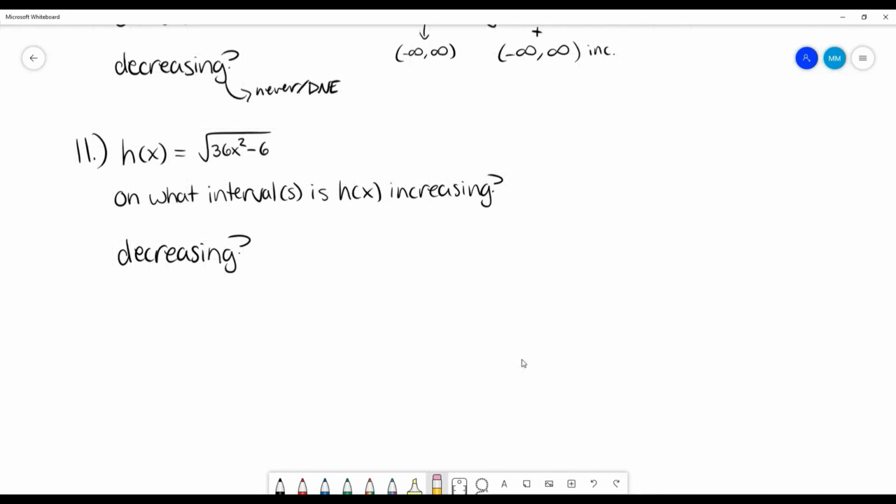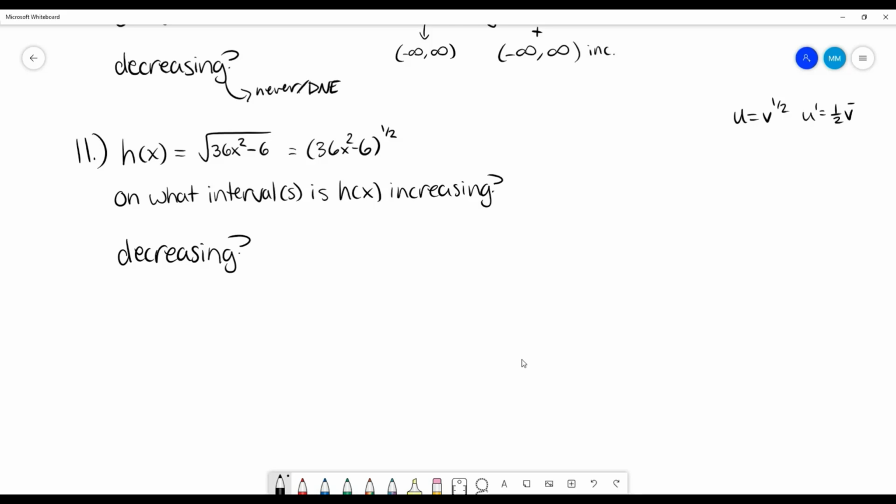For the next one, that feels kind of crazy to think about. For this next one, we are given this function here, and same question. On what intervals is it increasing? What intervals is it decreasing? I'm going to go ahead and rewrite this as this, just to make the derivative a little easier. We're going to use chain rule here.